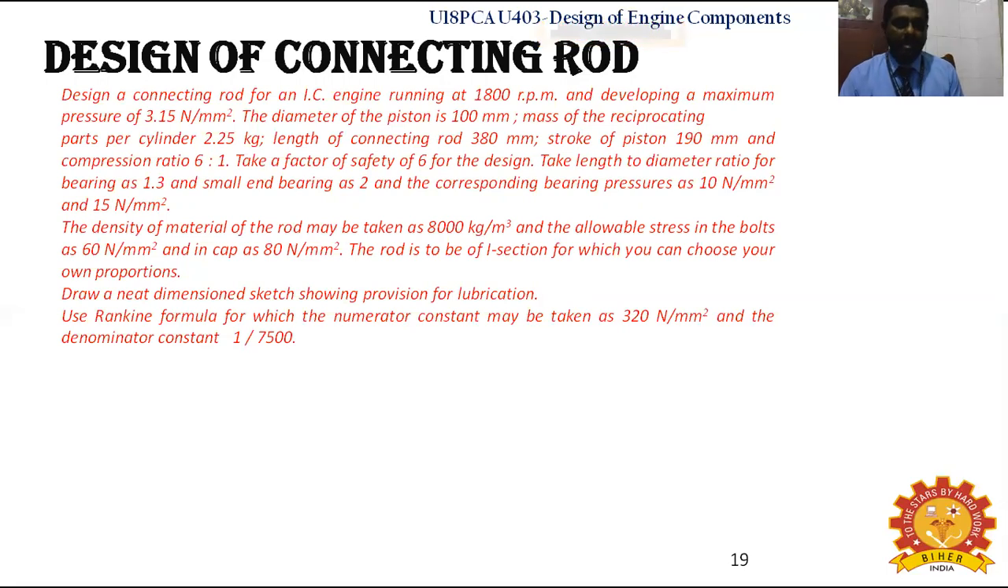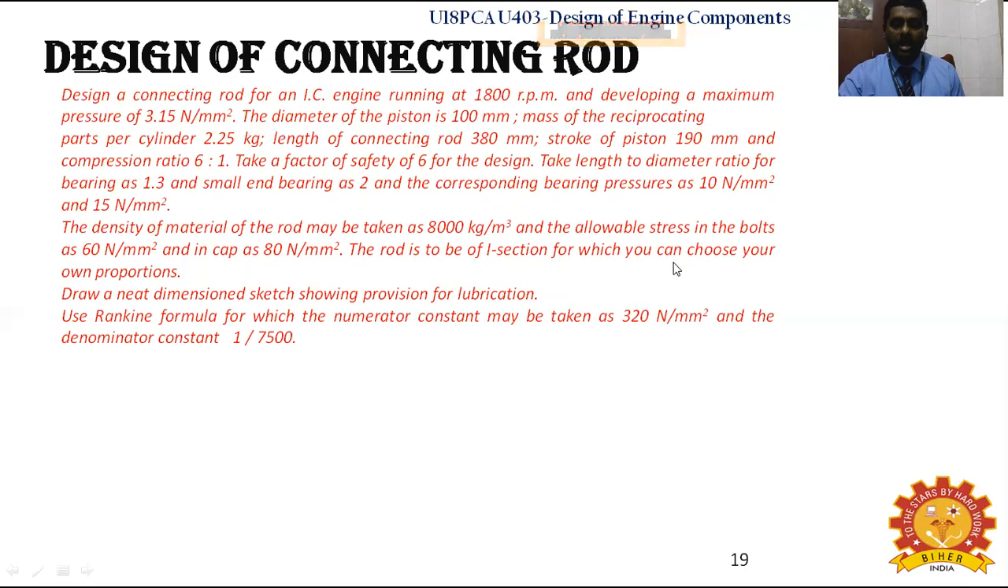And we have a factor of safety 6 for the design, and you are required to take the length to diameter ratio for big end bearing as 1.3 and small end bearing as 2, and corresponding bearing pressures also given as 10 Newton per mm square and 15 Newton per mm square. Density of the material is given, it is 8,000 kg per meter cube, and allowable stress is 60 Newton per mm square, and in the case of a bolt it is given 60, but in cap it is given 80 Newton per mm square.